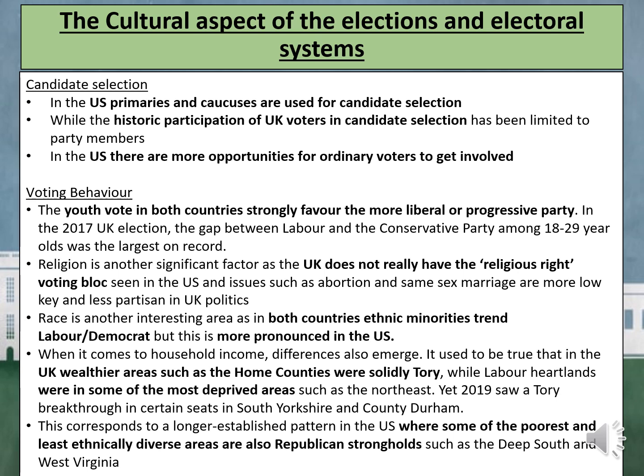In both cases, younger voters opt for more liberal or left-wing parties for a number of reasons, including policies in key areas such as university tuition fees. Religion is another significant factor, as the UK does not really have the religious right voting bloc that is seen in the US, and issues such as abortion and same-sex marriage are more low-key and less partisan in UK politics.